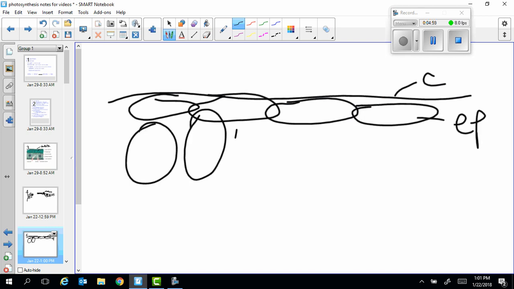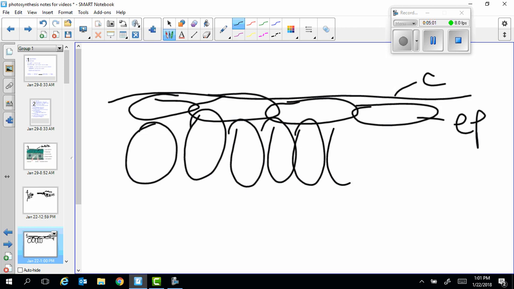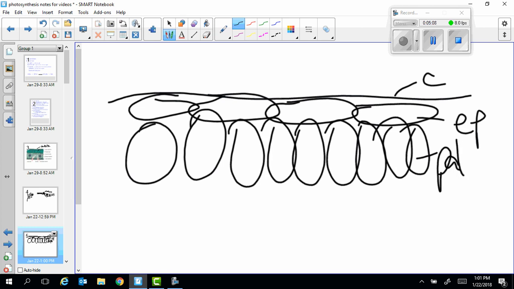Okay, the next layer has cells that are really packed together here, and they tend to make up a huge line. This is called the palisade mesophyll. All right, I know what I'm going to try. I'm going to type it out.